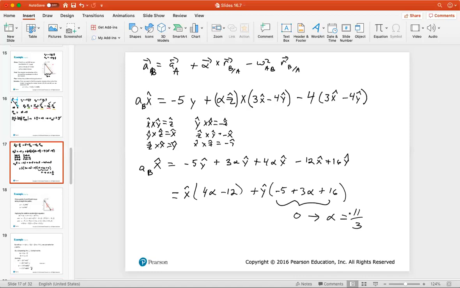Negative 11/3. Hold on, let me check my minus signs. Yes, that makes sense. It'll be a negative 11/3. Why did I say this makes sense?